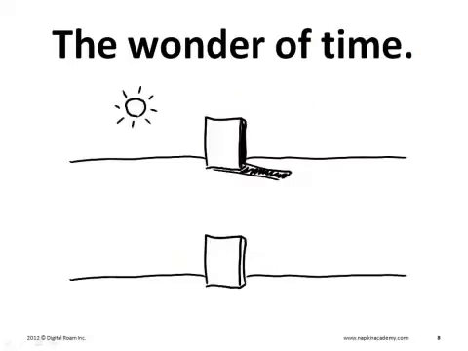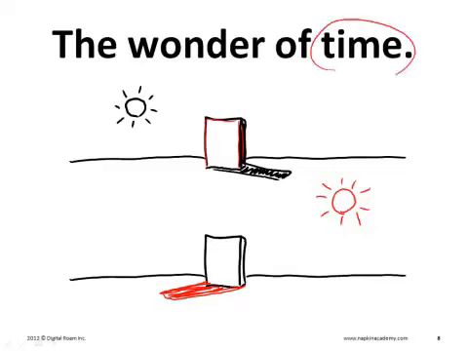And let's try one more of these. Let's say that I'm looking at this little scene. Here's a block sitting out in the middle of a desert. And there's the sun and there's the shadow. And what would happen if I looked again and now it looked like this? Time had passed. This is what I mean by the wonder of time, how we see the world shift in front of us.